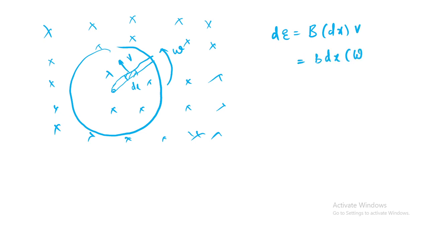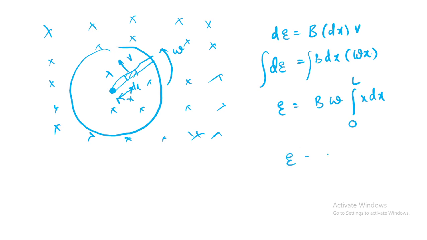V is nothing but omega times R, but I will write it as x, since the element is located at a distance x from the center. So I will write omega times x. So here the small EMF is B omega x dx. If I integrate on both sides, EMF is equal to B omega times the integration of x dx. Doing it from 0 to the total length, EMF will be equal to half B omega L square.